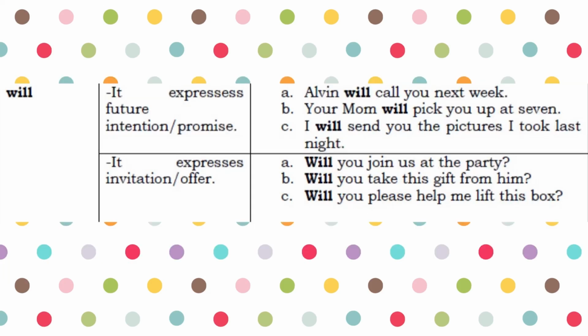Will. It expresses future intention or promise. For example, letter A. Alvin will call you next week. Letter B. Your mom will pick you up at 7. Letter C. I will send you the pictures I took last night.